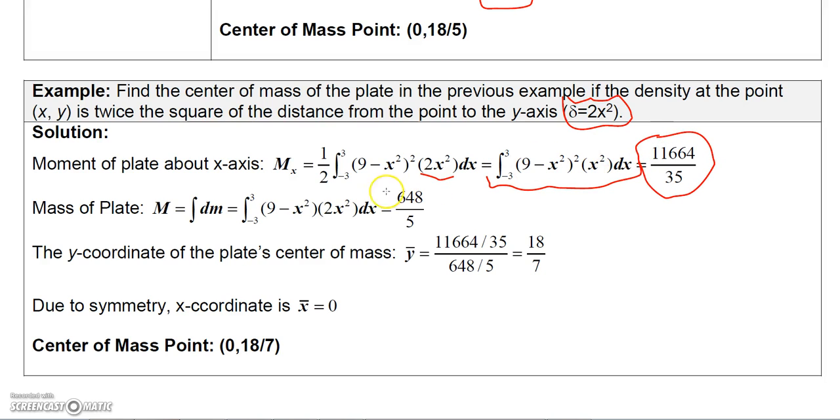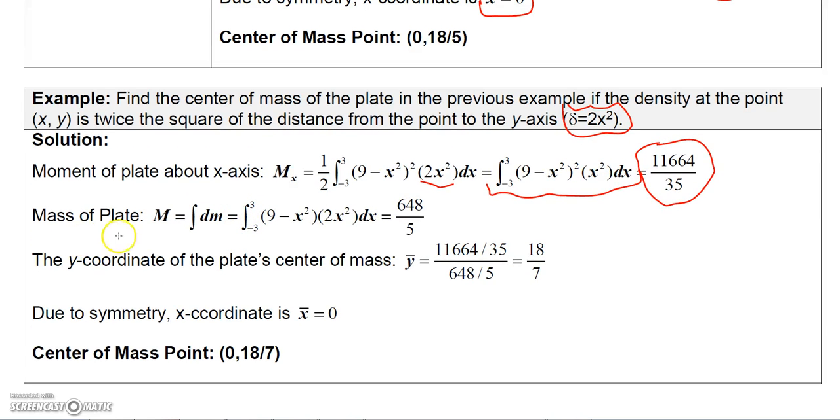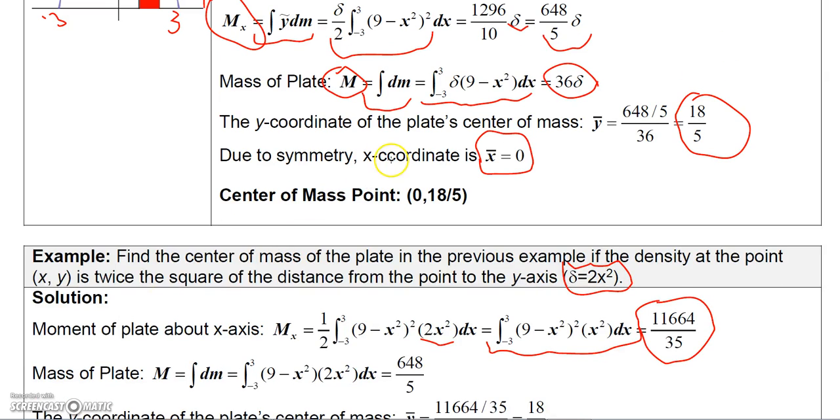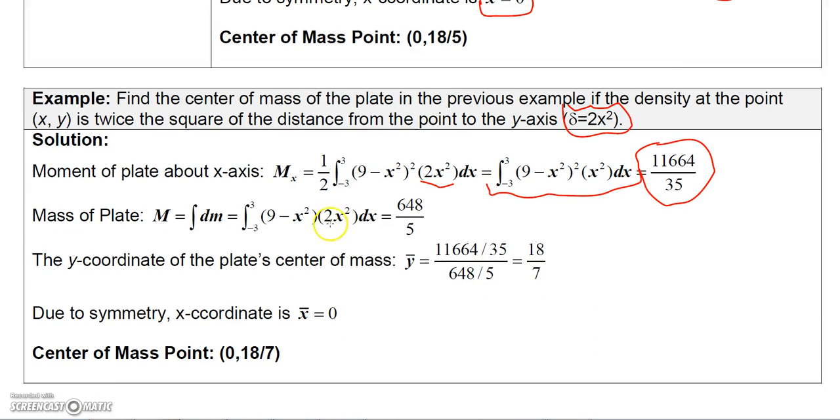11,664 over 35. And then also to find the mass, if you go back up here, remember to find the mass, I had the density function times 9 minus x squared. Well, now I know the density function is actually 2x squared, so I'm going to have to multiply 9 minus x squared times 2x squared and then integrate it from -3 to 3. And again, you can do that. Just multiply those together and then integrate from -3 to 3, and you'll get 648 over 5.